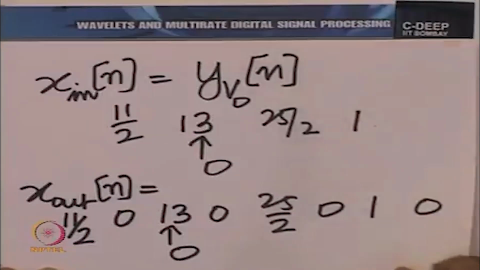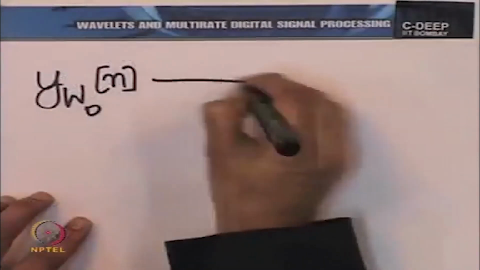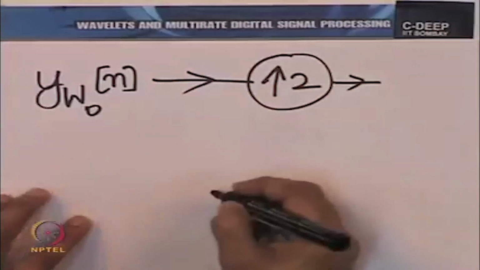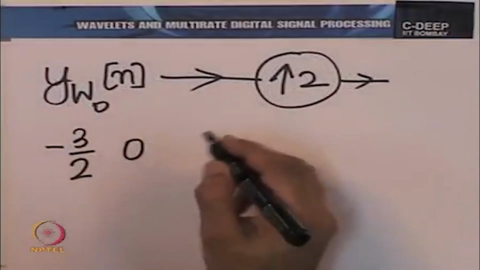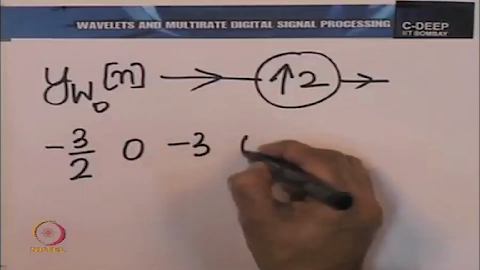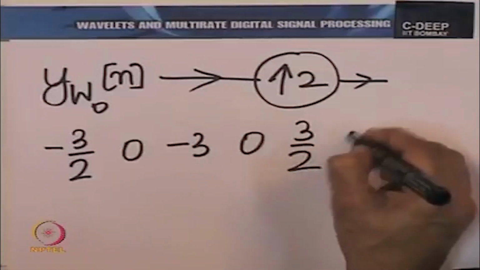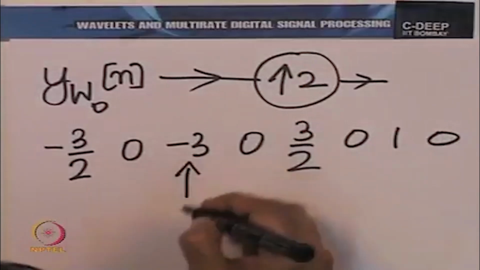Similarly, we can construct yw0 of n upsampled by a factor of 2. Let us write that down explicitly. So, if we take yw0 of n and upsample it by 2 in the way we have done for yv0, we get the following: minus 3 by 2, 0, minus 3, 0, 3 by 2, 0 and 1, 0. And 3 of course is located at 0.